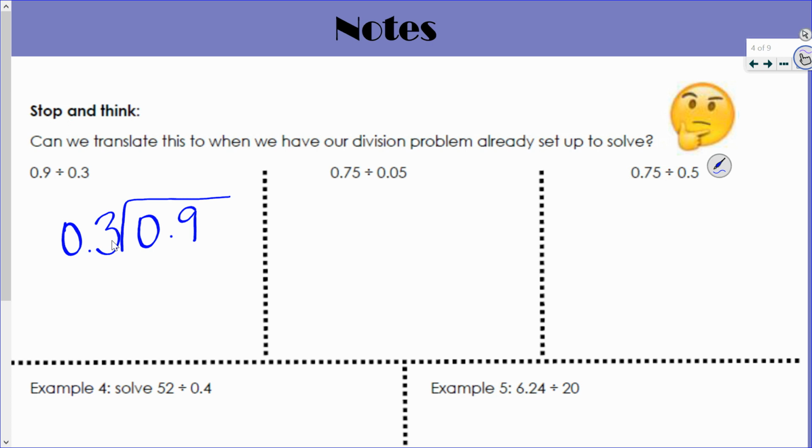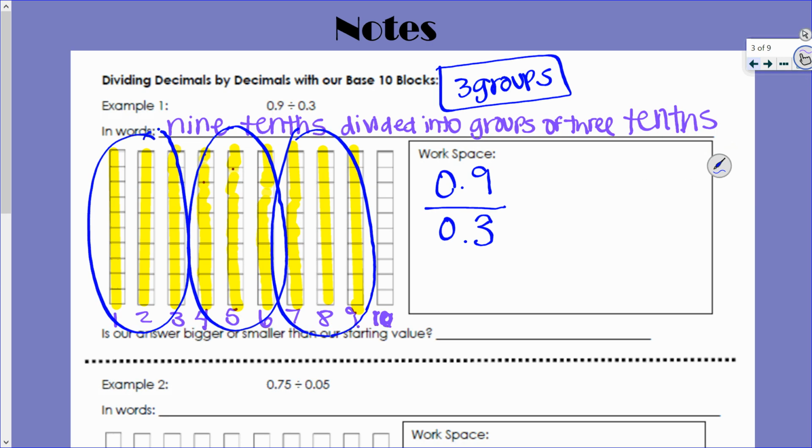Now, can I have a decimal as my divisor? No. I know everybody knows, but I know some of you know, but not everyone knows. So if I have a decimal as my divisor, I need to fix that. What power of 10 can I multiply this divisor by in order to make it a whole number? Well, I want to make it 3, so what do I multiply it by? What power of 10? 10. Yeah.